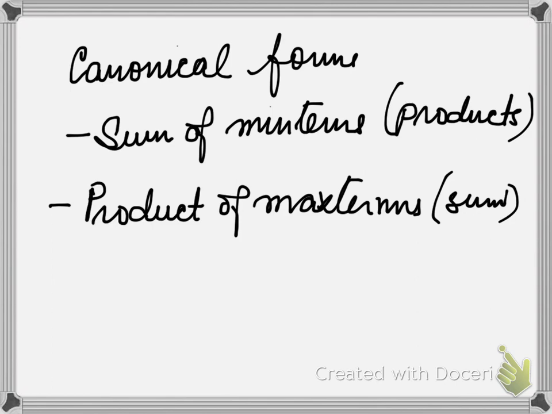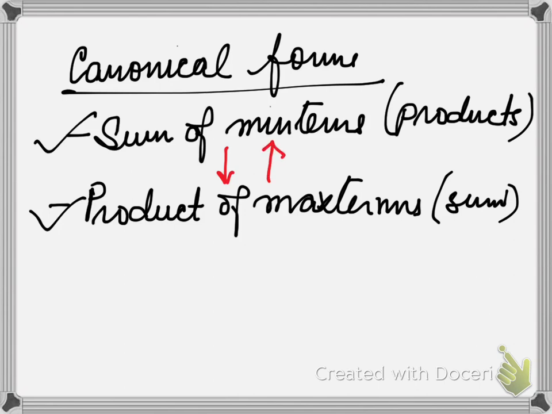So now in this video we'll see how we can convert from one form to the other, because as you know, every Boolean function can be represented both as a sum of min terms as well as a product of max terms. So we are going to see the conversion from sum of min terms to product of max terms and product of max terms to sum of min terms. So let us start with an example.